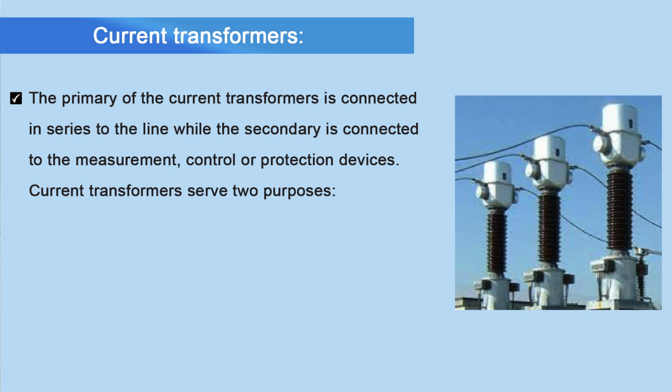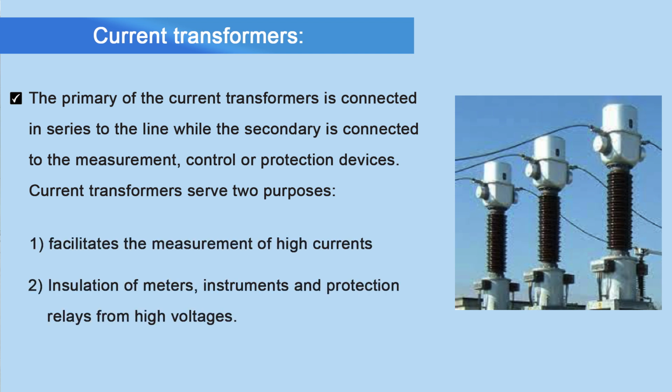Current transformers serve two purposes. The first is that it facilitates the measurement of high current, and the second is insulation of meters, instruments and protection relays from high voltages. So it also provides insulation to the meters and instruments from the high voltage levels.